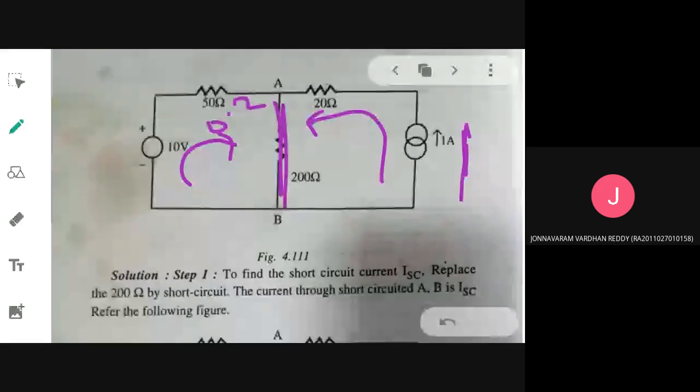1.2 ampere in total. From the other side, what current is flowing? Here you have 1 ampere, and here you have 2.2 ampere. So what will be the current flowing here?